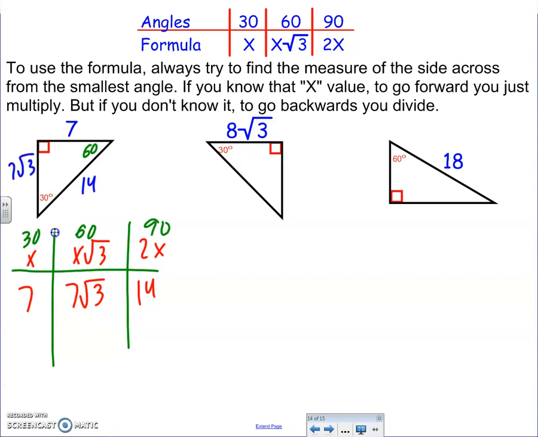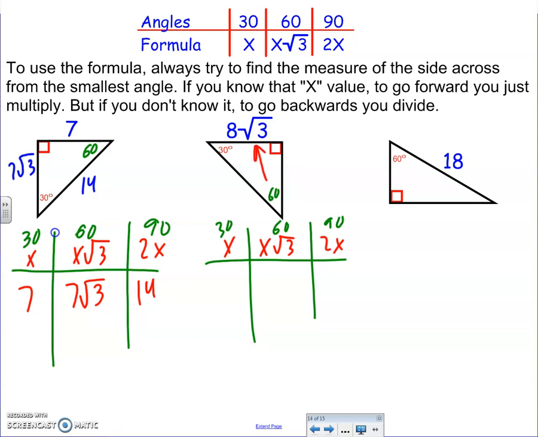Over here, I'm going to do the pattern. 30, 60, 90, because it's a 60-degree angle. This is x, x root 3, 2x. We know across the 60 is 8 square root 3. We don't know the 30, we have to go backwards. Go backwards, you divide. So we're going to do 8 root 3 divided by root 3. These root 3's cancel out. So it's just 8. If you know the smallest one's 8, you double that to get 16 for the largest. So this is 8 and this is 16.